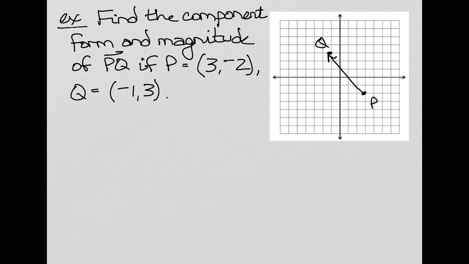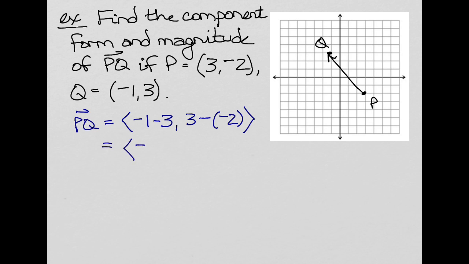Its component form I'm going to get by subtraction, the end minus the beginning. So -1 minus 3, comma, 3 minus -2. And we're going to actually do that. -4, +5. There's the component form of vector PQ.